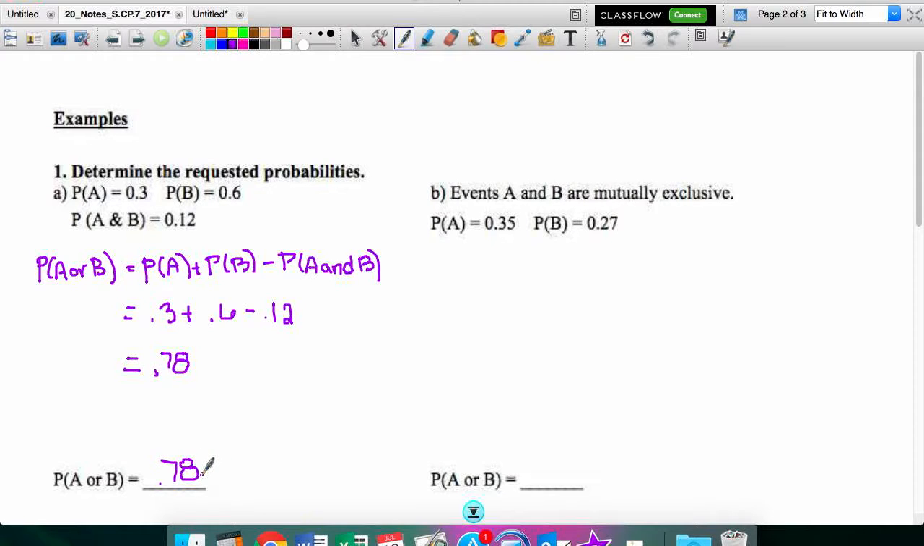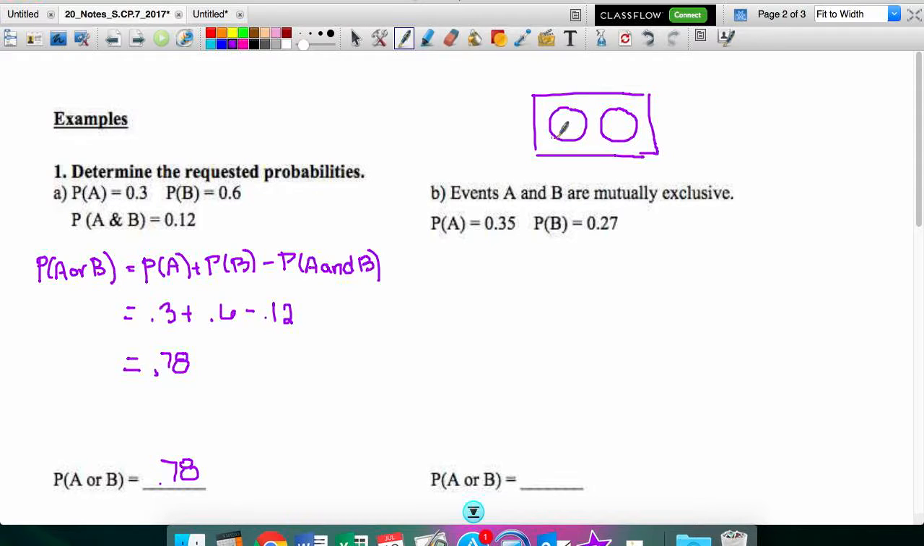Let's take a look at B. B gives us the probability of A and B, but not the intersection. However, it does give us this extra fact that A and B are mutually exclusive. So why is this helpful? Well, if you recall, mutually exclusive were 2 events that did not have any overlapping outcomes. Visually, in a Venn diagram, this would be two bubbles that don't overlap.